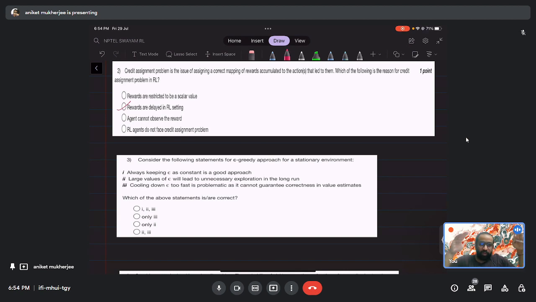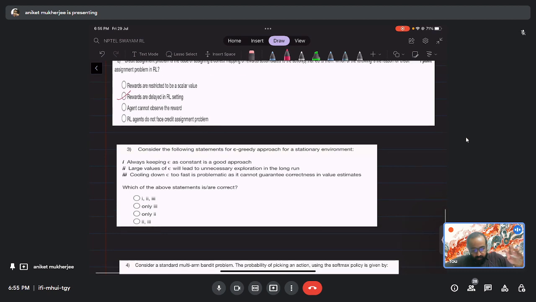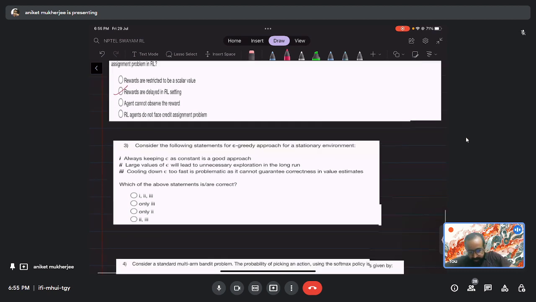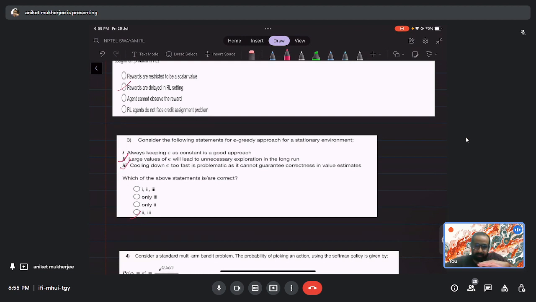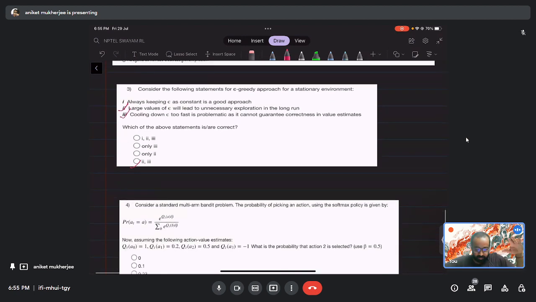So cooling down epsilon too fast is also a problem. Making it too large for a long run is also a problem. So you need to find the optimal time for which I need to pick an epsilon. So here the second and third are correct, so it's 2 and 3. The first, keeping epsilon constant, is not at all a good approach.